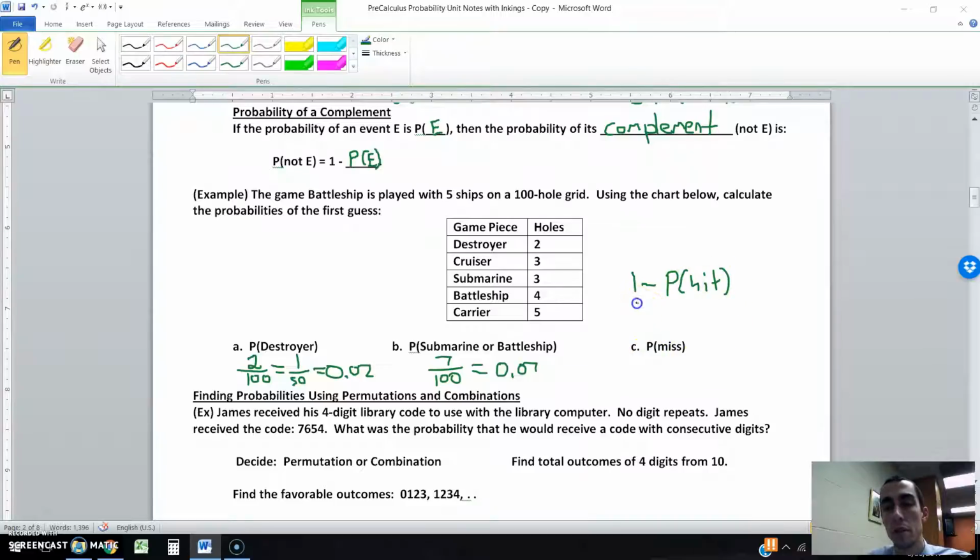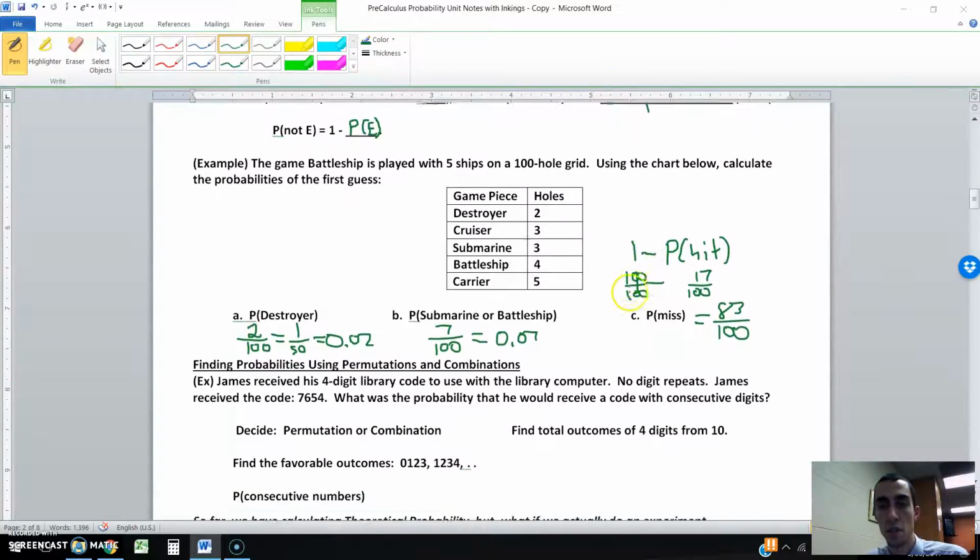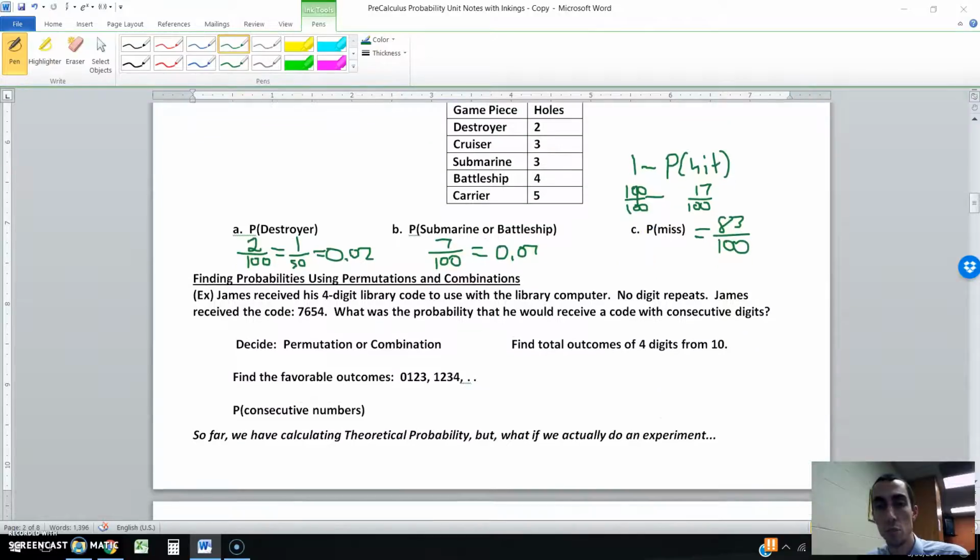So the probability of a hit is going to be, out of 100, 2 plus 3 plus 3 plus 4 plus 5. So that would get us 5, 8, 12, 17. And so 1 minus 17 over 100, just change that to 100 over 100. Probability of a miss is 83 out of 100, or 83%, so it's quite likely that on your first guess on Battleship that you'll miss. It's about 5 out of 6 if you did an approximate simpler fraction.